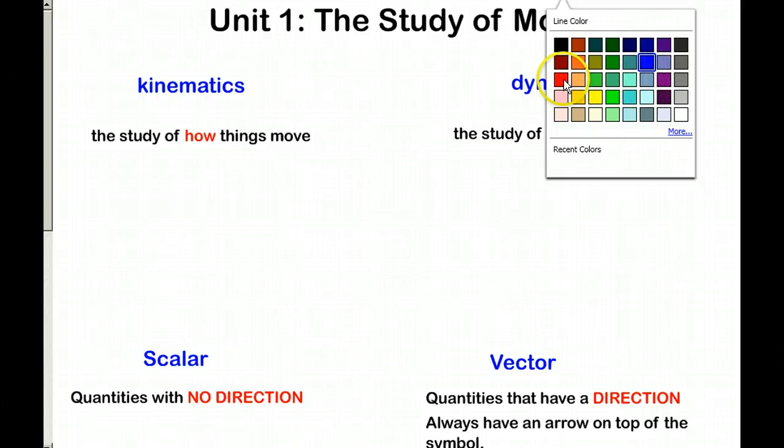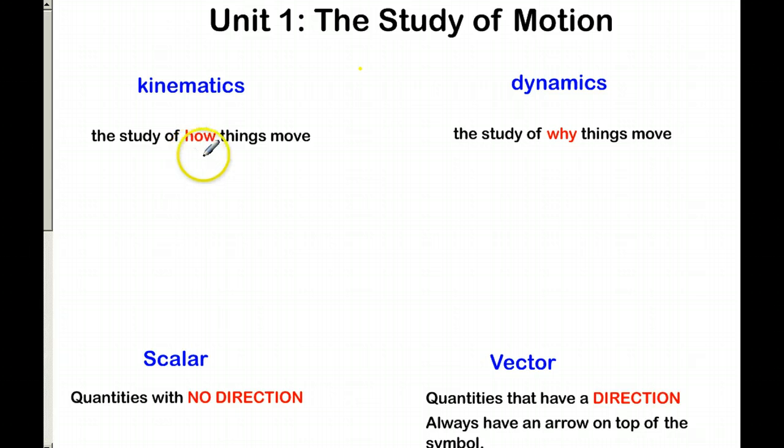So the first unit is broken down into two major parts. One, kinematics, and that's basically a fancy term for how things move. And two, dynamics, which is the study of why. So we're going to start off with the how, and we're going to learn a bunch of terms that are going to help us describe how things move. And once we're finished understanding that part of the unit, we're going to then come into why. So we're going to look at different things that cause things to move.